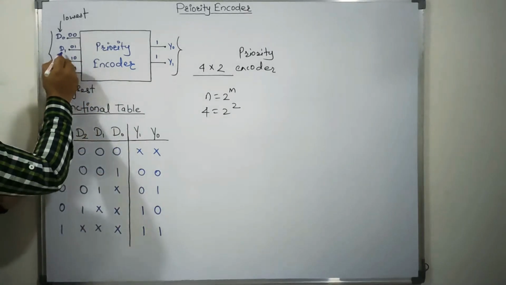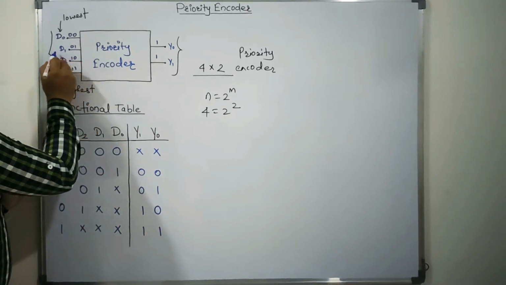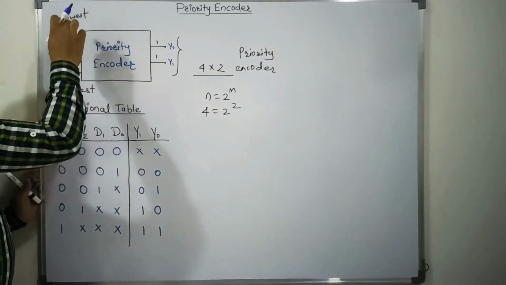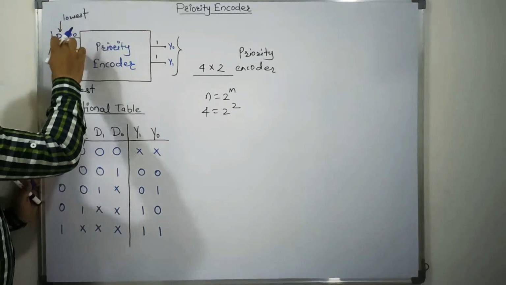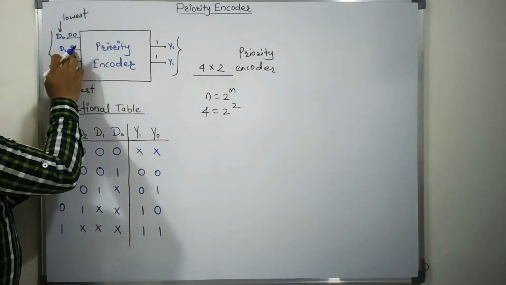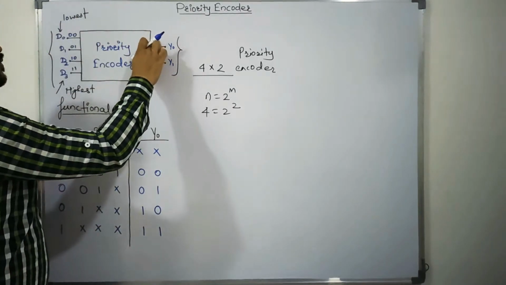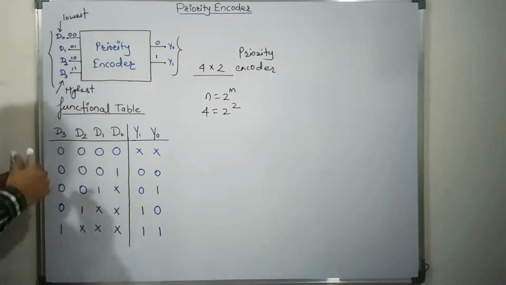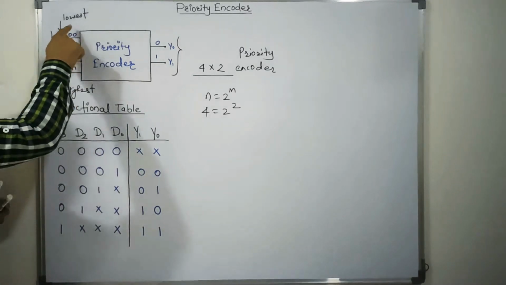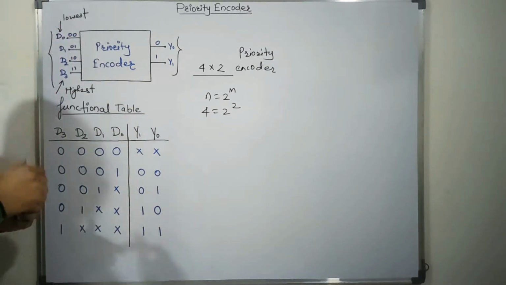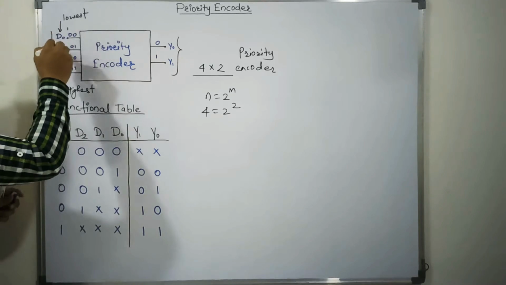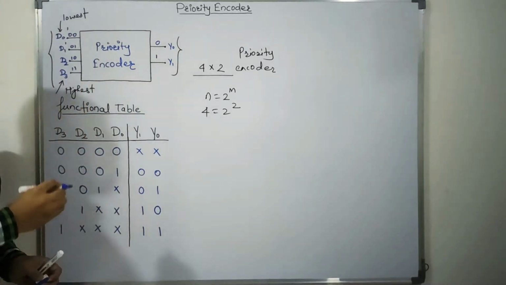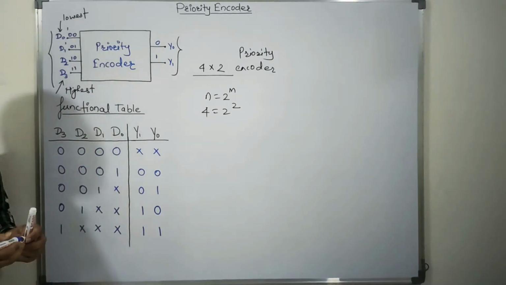If we talk about D1, if D1 is high and the higher value is 0, then we go for D1, and the output we get is 0 1. Again, suppose D0 is also high and D1 is also high. This is the main importance of the priority encoder.